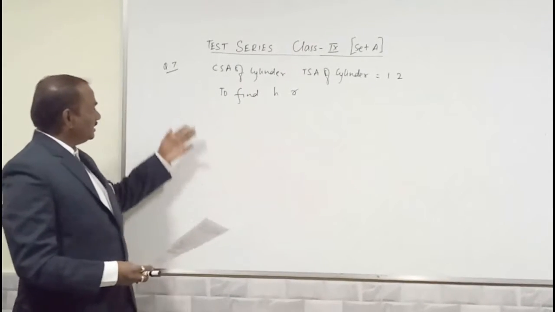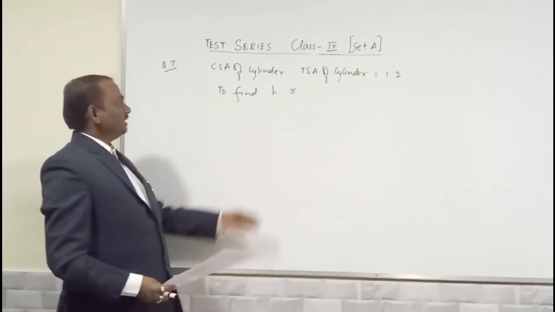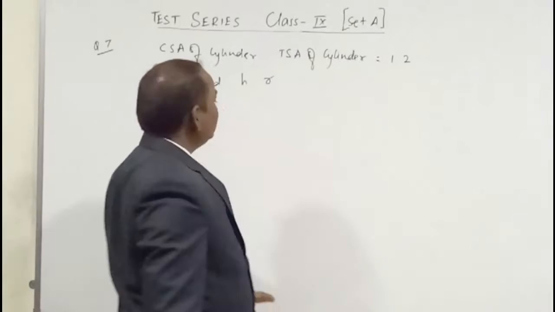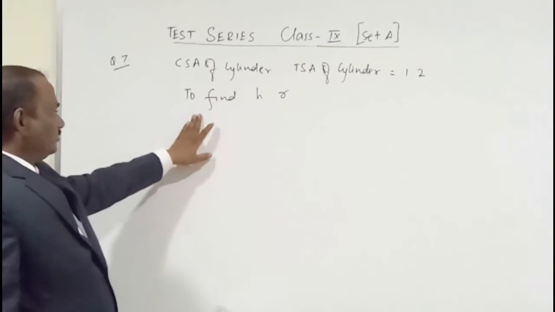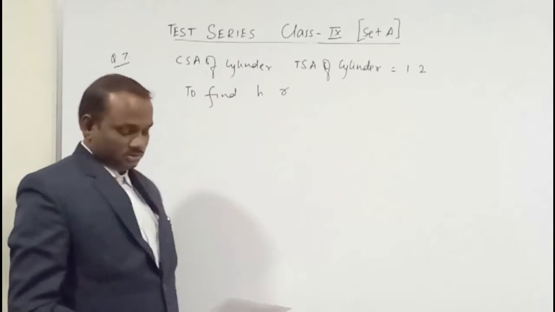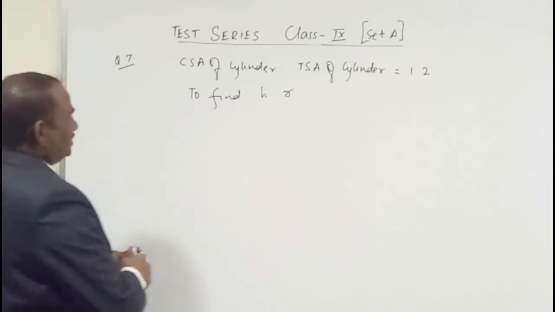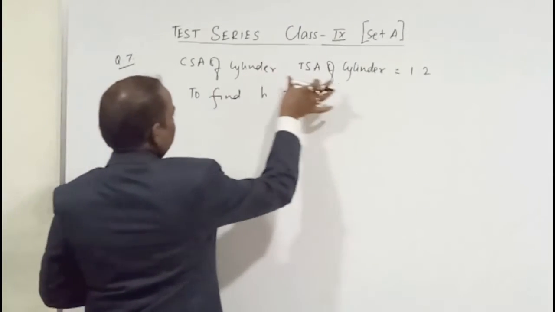Now, what is given over here? It's written that the curved surface area of a cylinder is to the total surface area of the cylinder is given as 1:2, and we need to find the ratio of the height to the radius. Now, this is simple in approach. You just take the formula for these two.